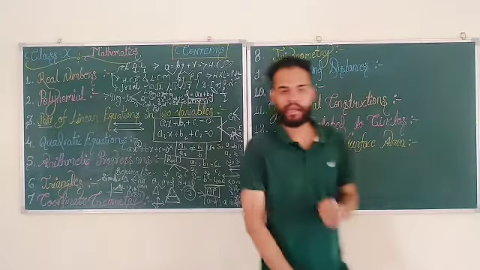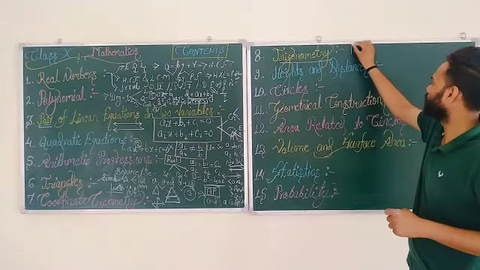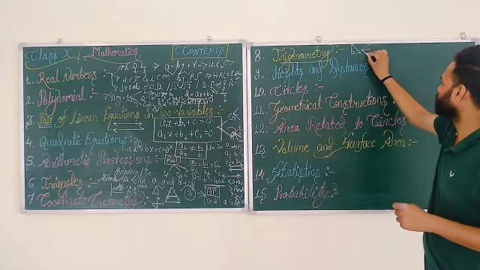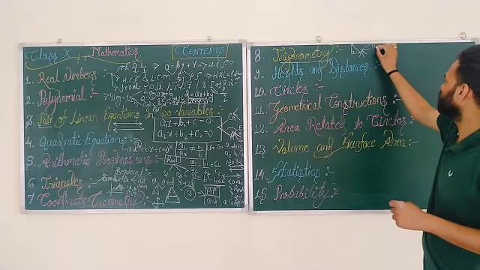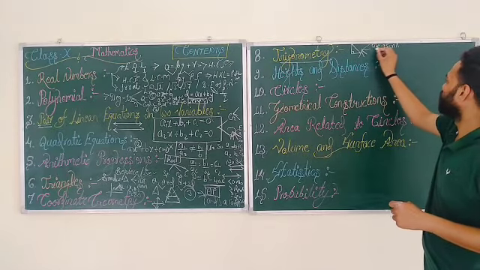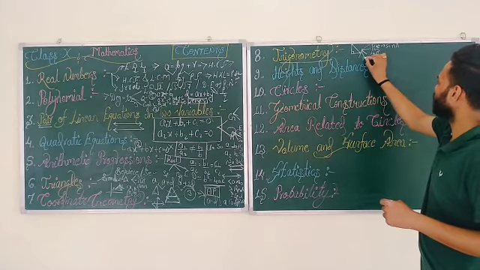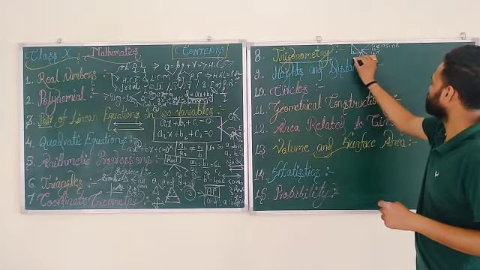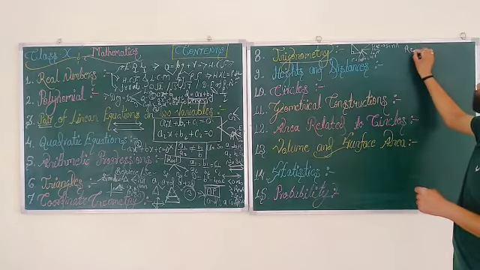Now, chapter number 8. First time you study about trigonometry. Trigonometry works on the right angle triangle. Under this, you will study the 6 trigonometric ratios: sine, cos, tan, cot, sec, cosec. You will study about the relation between these 6. They are reciprocals.